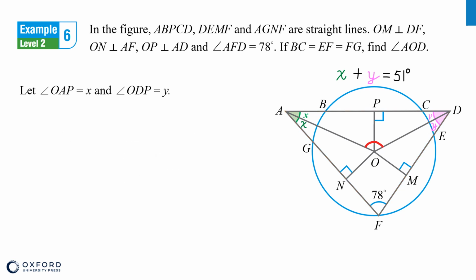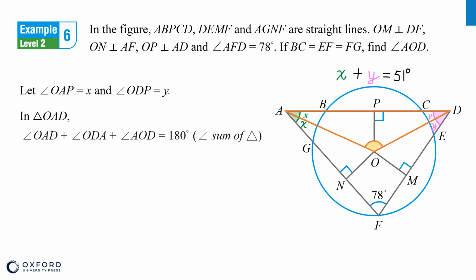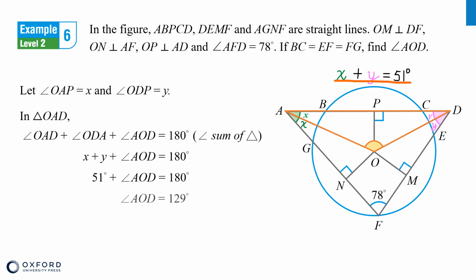Then turn our attention back to triangle OAD. The sum of its angles is equal to 180 degrees, that is x plus y plus angle AOD is equal to 180 degrees. We've already found that x plus y is equal to 51 degrees. So we've got the answer that angle AOD is equal to 129 degrees.